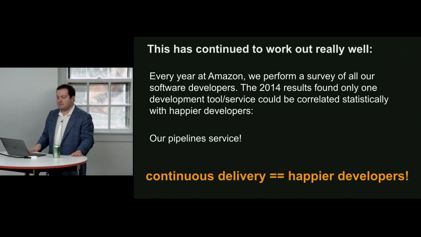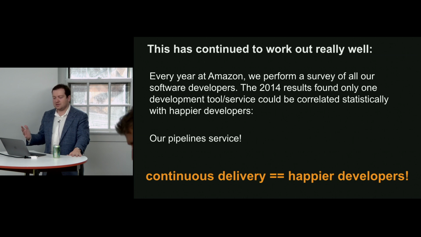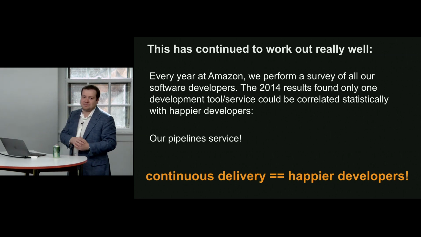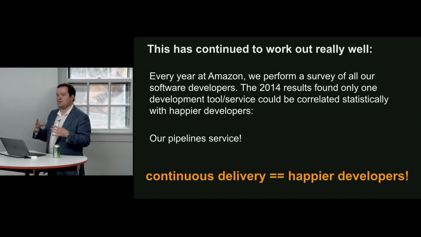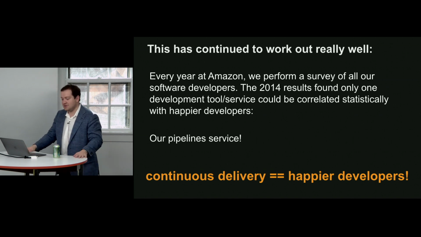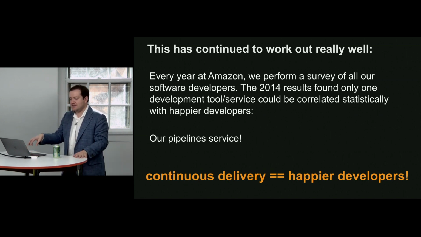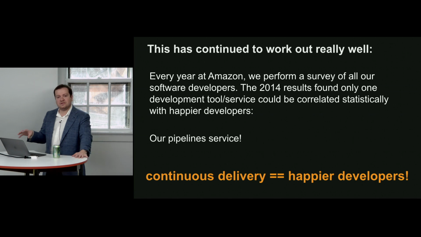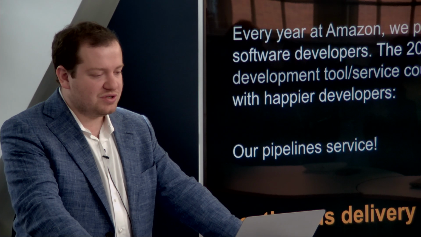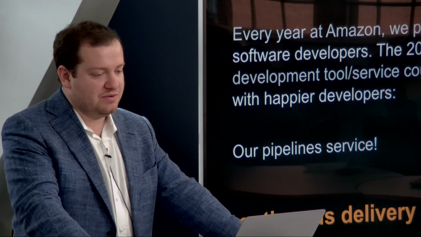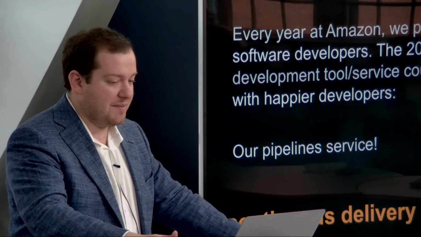Every year, we perform a survey of our developers, and the survey asks, how do you like your laptop? How do you like your productivity tools that you have, so on and so forth. And that year, in 2014, the results found that there's only one tool or service that could be correlated statistically with happier developers, and that was this pipeline service. So we found that continuous delivery means happier developers.